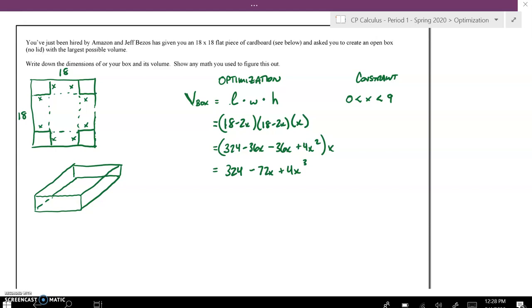If I had three variables, I would need three equations to be able to work through it. But if I turn it all into one variable, I can work through it with just the one equation. So that's what I'm going to do. All right, and what you'll see is I did that here, 18 minus 2x.